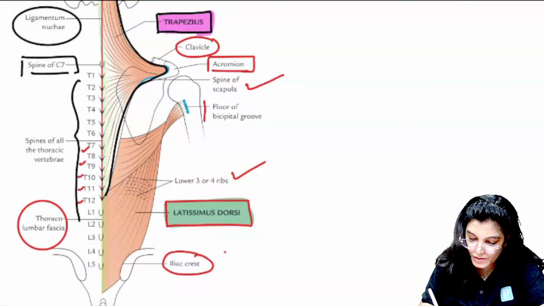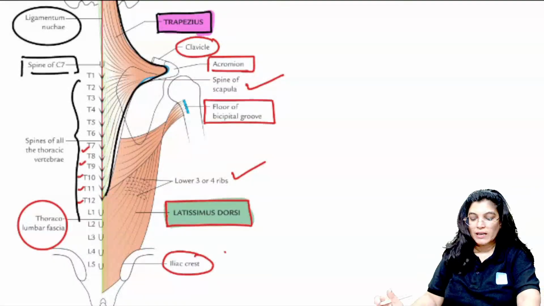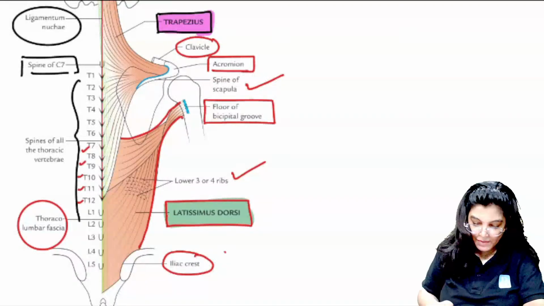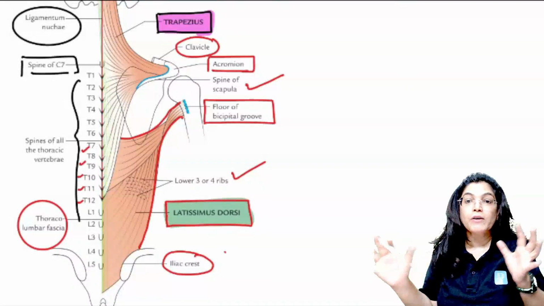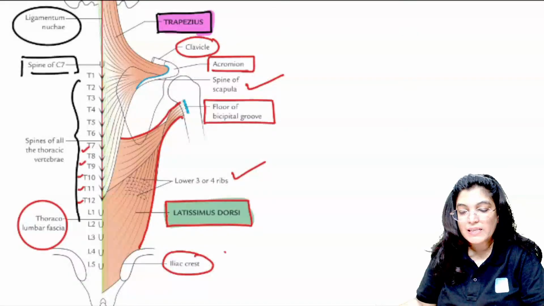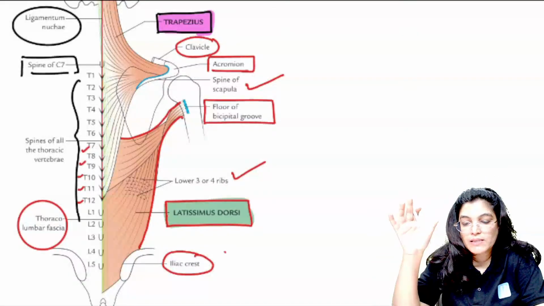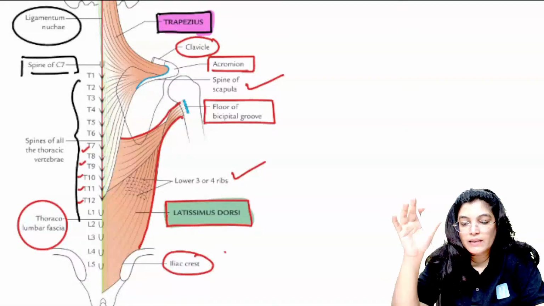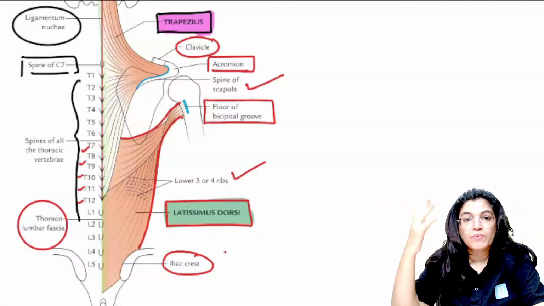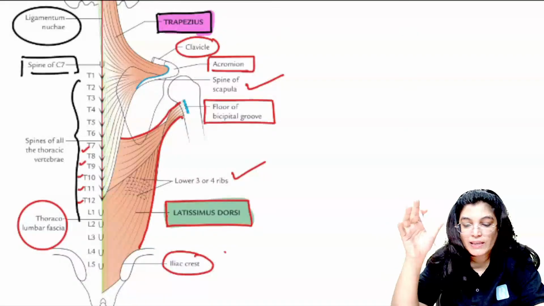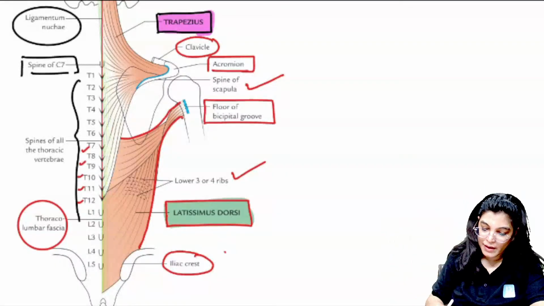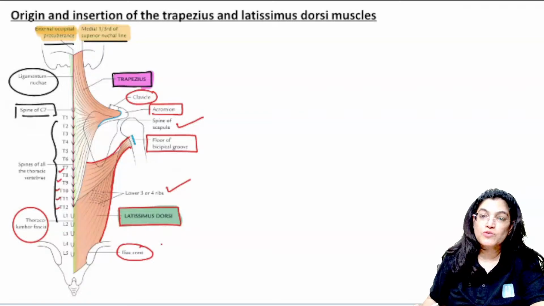And the insertion: it has a fleshy, very broad origin, but at the insertion point, this wide latissimus dorsi muscle has an extensive origin, but the fibers become oblique and insert into the floor of the intertubercular sulcus or bicipital groove. So this is about the origin and insertion which we have seen in this image.